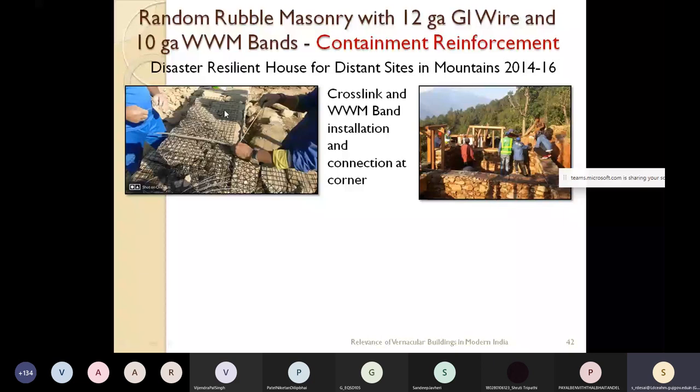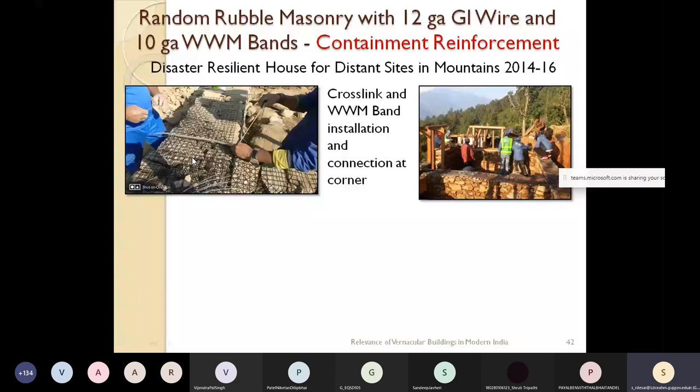It's all done in mud mortar. The weld mesh straps are laid in the wall and mud mortar is placed on it. And then the random rubble or brick can be placed on it. And you have 4 mm GI wires on both faces of the walls.